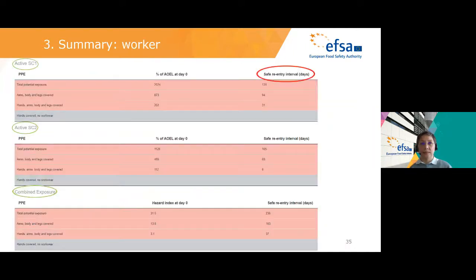Next slide, please. Then if you scroll down to this summary tab, you can see the results for the worker, for active substance 1, active substance 2, and also combined exposure. And as an additional functionality of this calculator, you can see in the last column that you also have a safe reentry interval provided. So you see for the third line of the first table that you need 31 days to have an exposure during reentry below the AOEL.